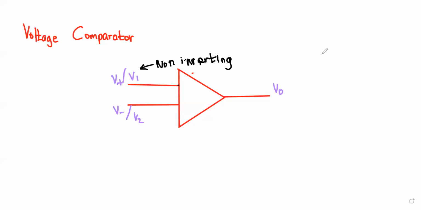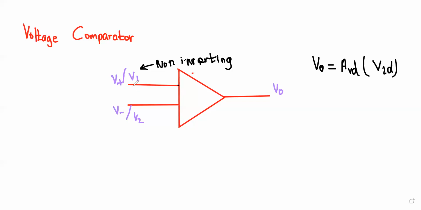As we have already seen, V naught would be equal to AVD, a constant. Theoretically we will consider it infinite, but it's actually a constant, times the differential input voltage. The VID simply means V plus minus V minus. So here you can see that V naught is equal to AVD times VID.